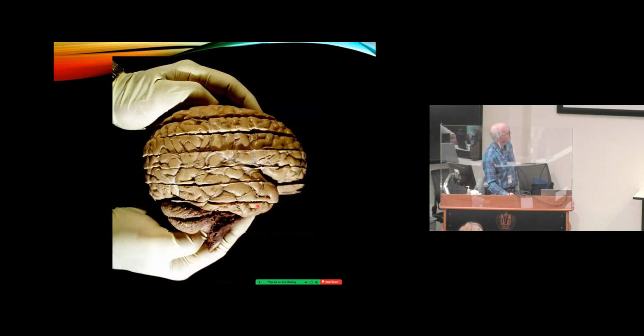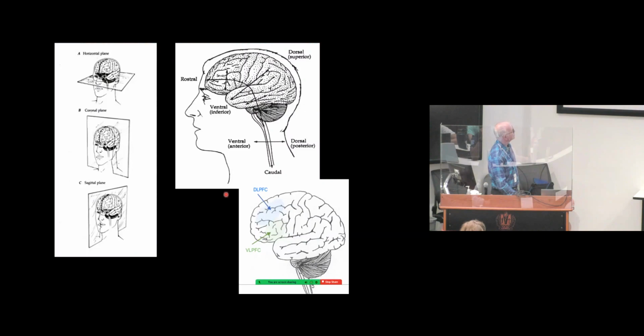This is horizontal. Okay, a coronal cut would be like this. So we will have horizontal and coronal sections. The other thing that is important is orientation. The brain itself has a C shape. As it grows in development, it's a C-shaped structure.